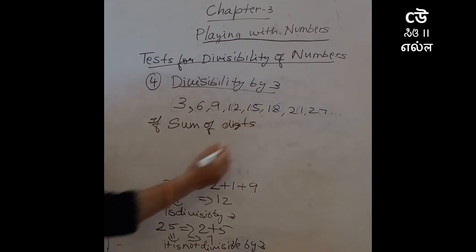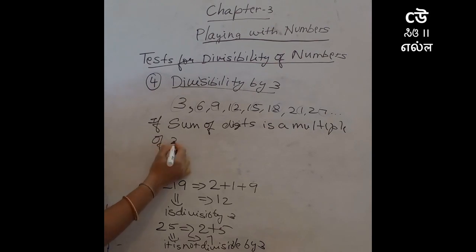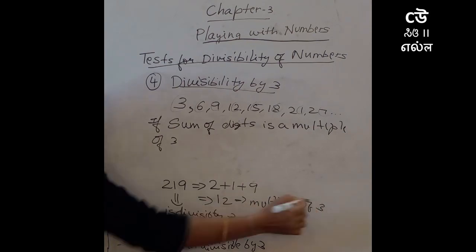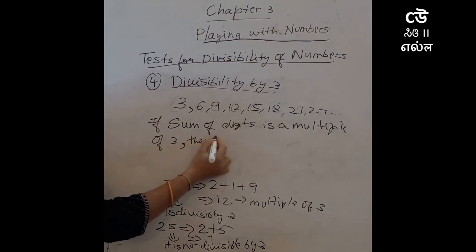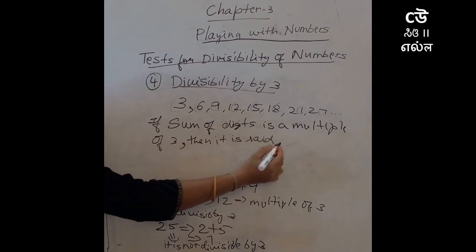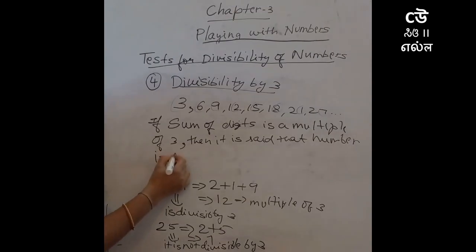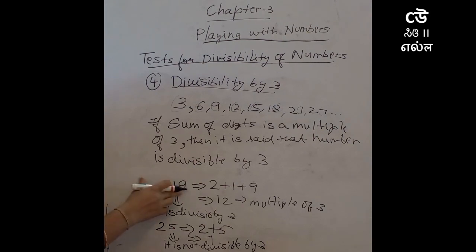If the sum of digits is a multiple of 3, then the number is said to be divisible by 3. Okay. So if you take the sum of the digits, then the answer you get should be a multiple of 3. If it is a multiple of 3, then you can tell that that number is divisible by 3. Okay.